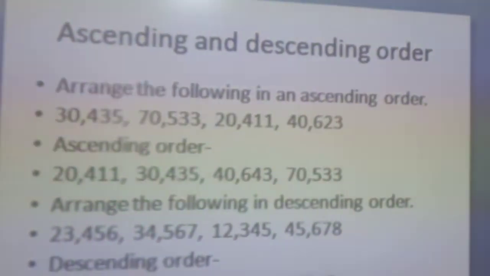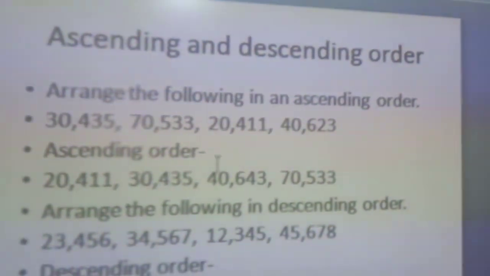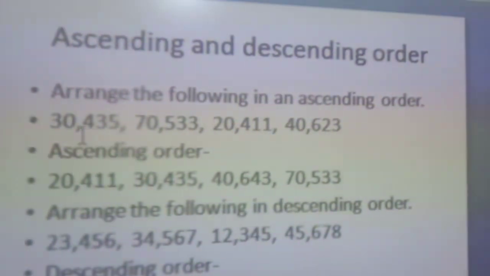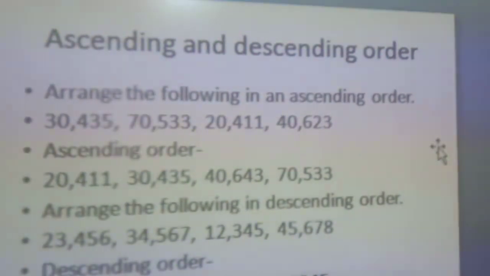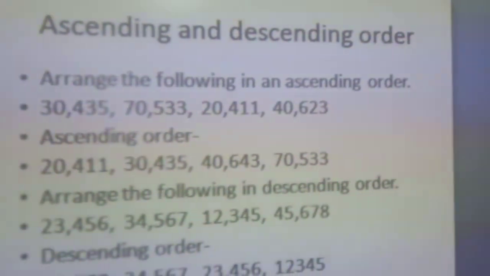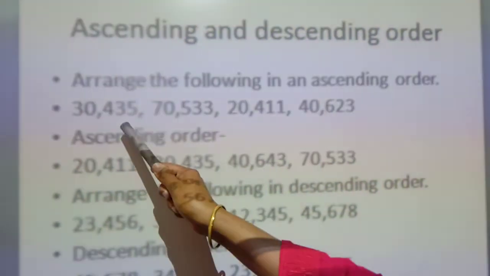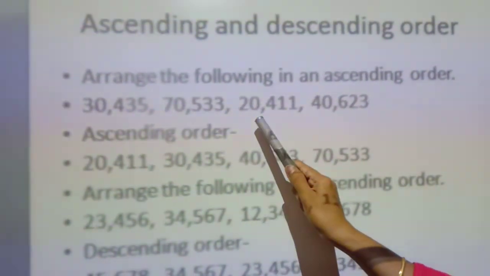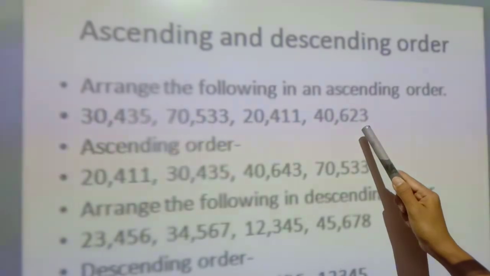Next, ascending and descending order. You know how to read and write 5-digit numbers now. So what you have to do in the given set of numbers is find the greatest and the smallest number first. So here: 30,435, 70,533, 20,411, 40,623.